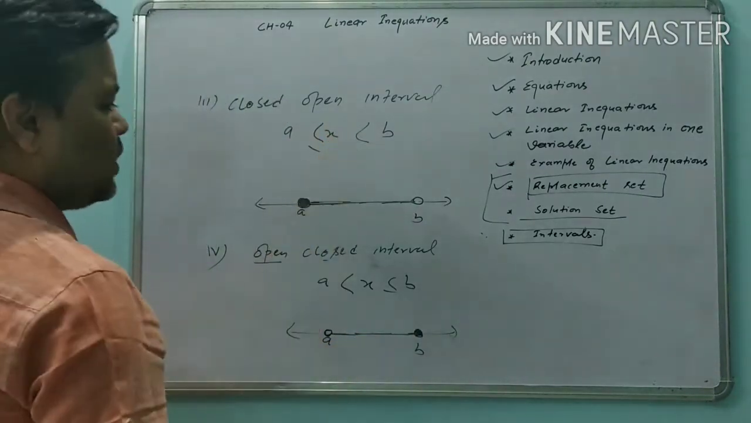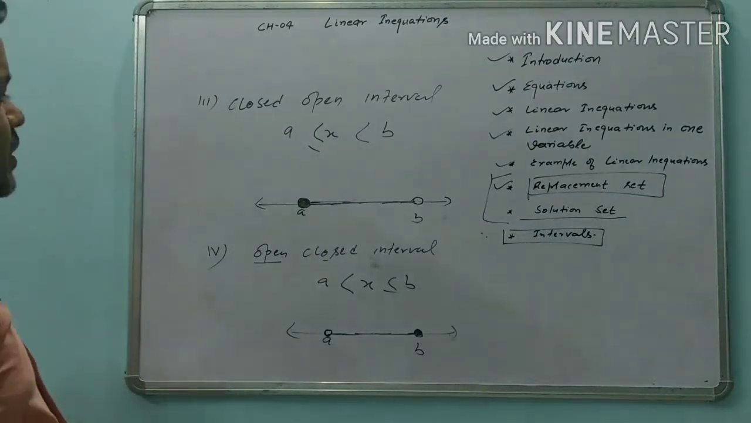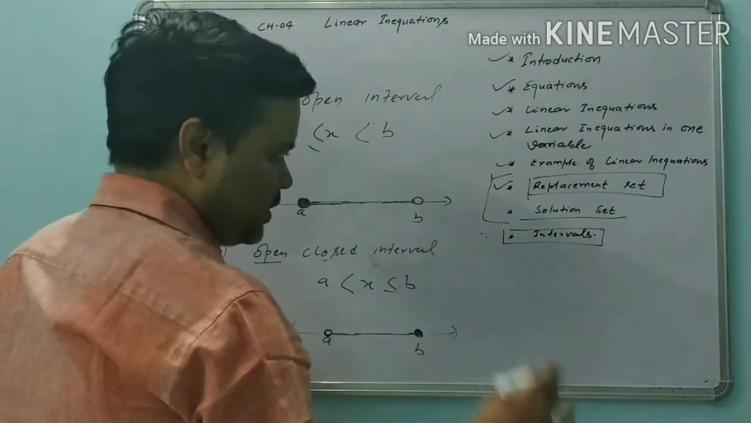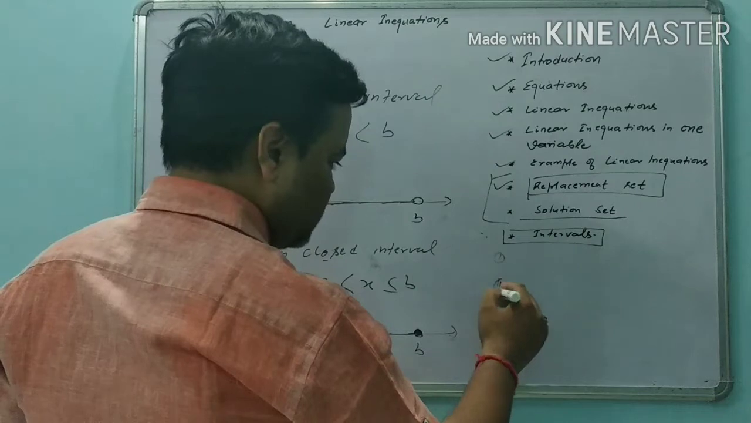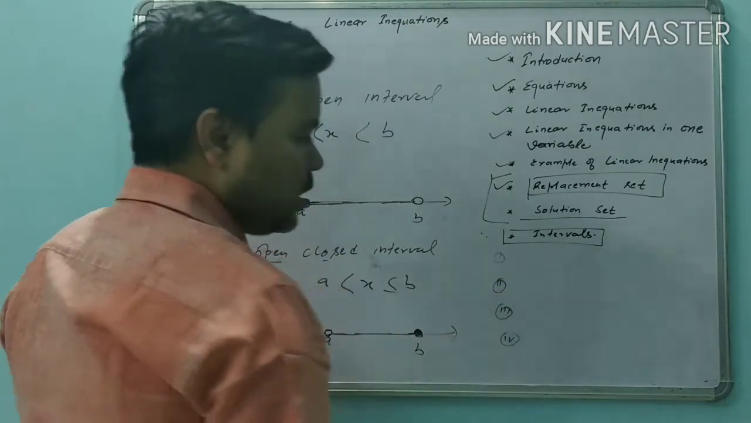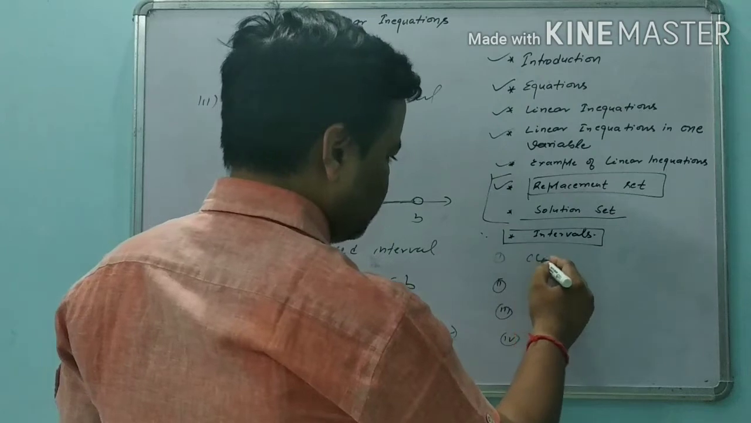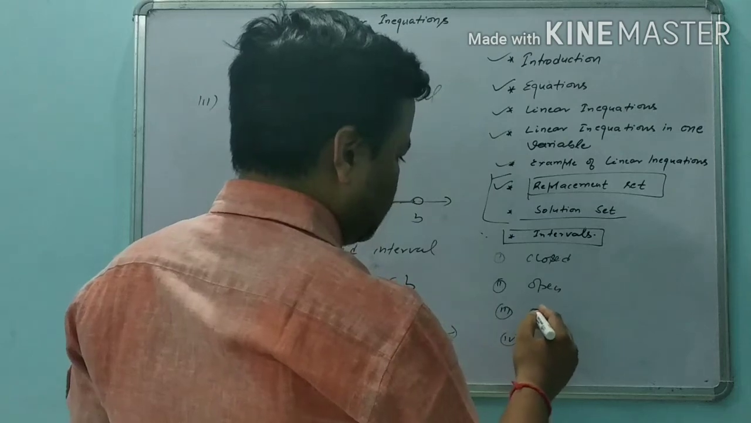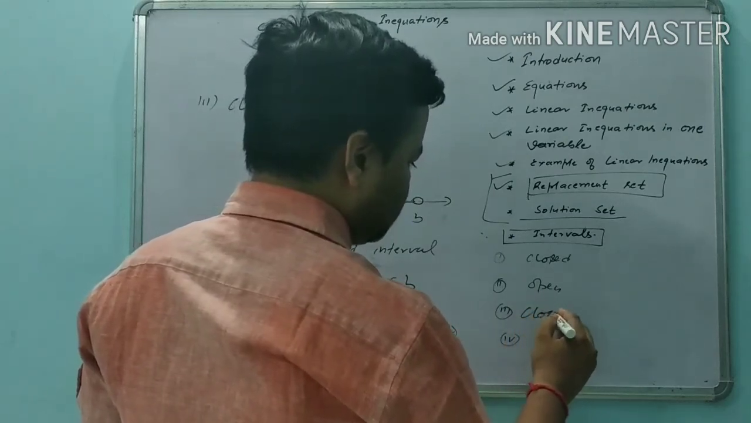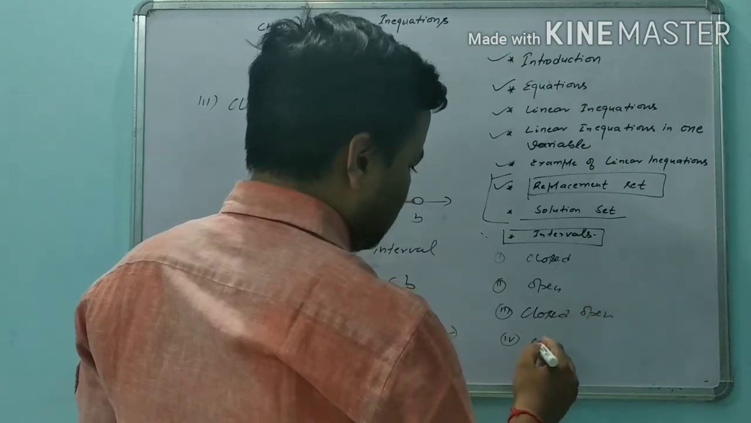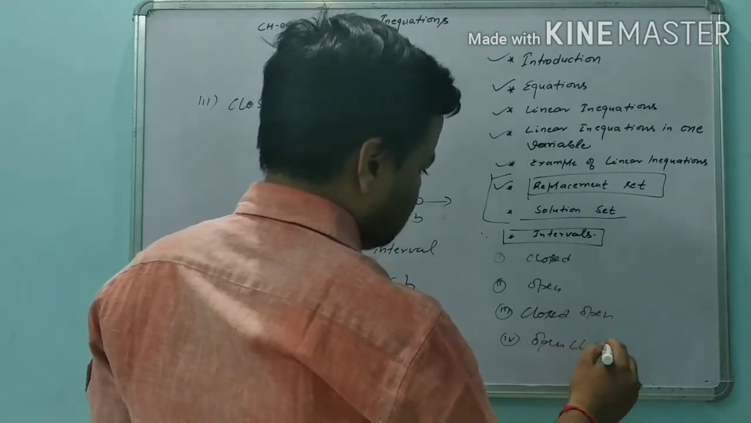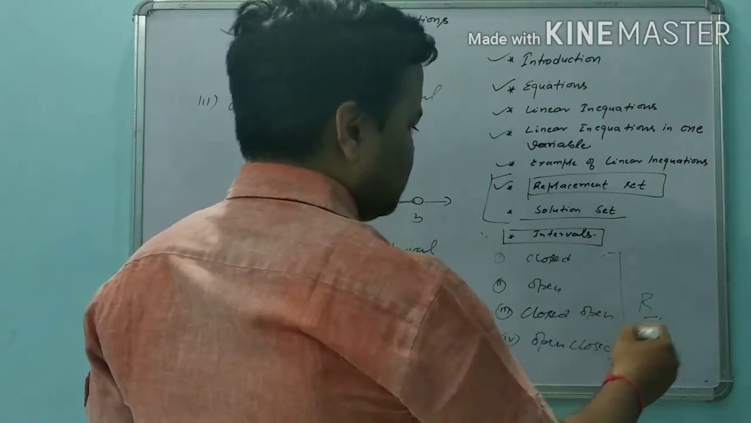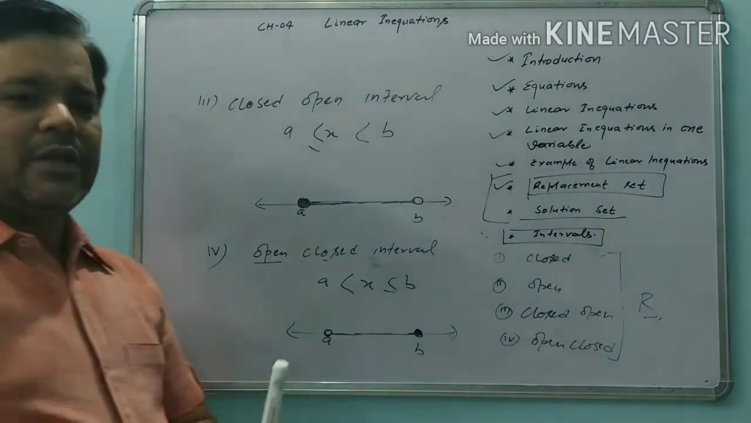Okay, this is only for real numbers. Whatever we discussed is only for this condition. We discussed intervals: the first one is the closed interval, here the open interval, here closed open, and here open closed. And this is only possible for real numbers.